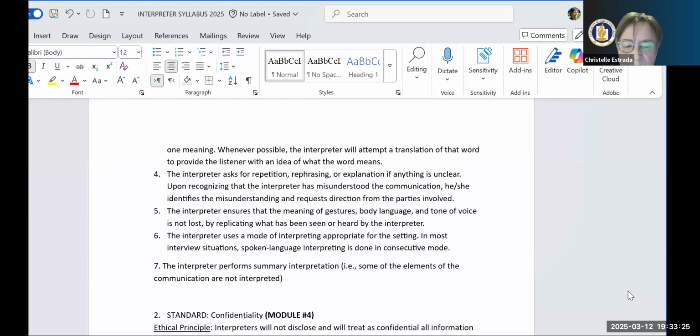Okay, we're going to stop there with just that standard, because next week we'll do confidentiality and several others. But what comments or questions do you have? And if you have some, you can either raise your hand or put it in the chat.